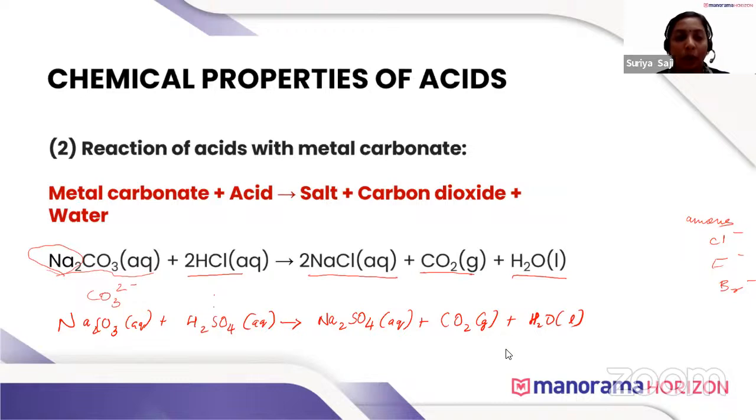So sodium carbonate reacts with the sulfuric acid. Here that anion is coming as sulfate. So this sulfate will go with sodium. Na has valency 1, so the compound will be Na2SO4 aqueous. Then from this carbonate, CO2 will go. It will decompose to CO2. Then 2 hydrogens are there now, and one H2O. This will be the reaction. Understood?